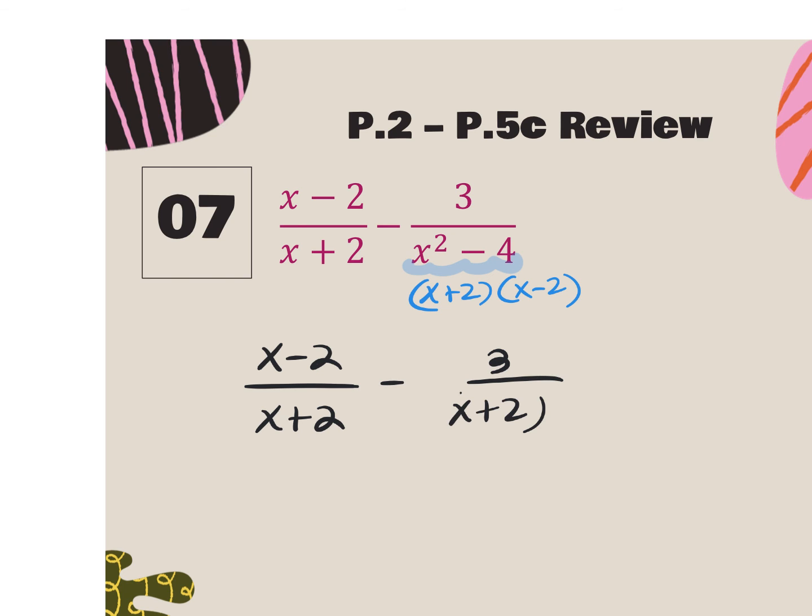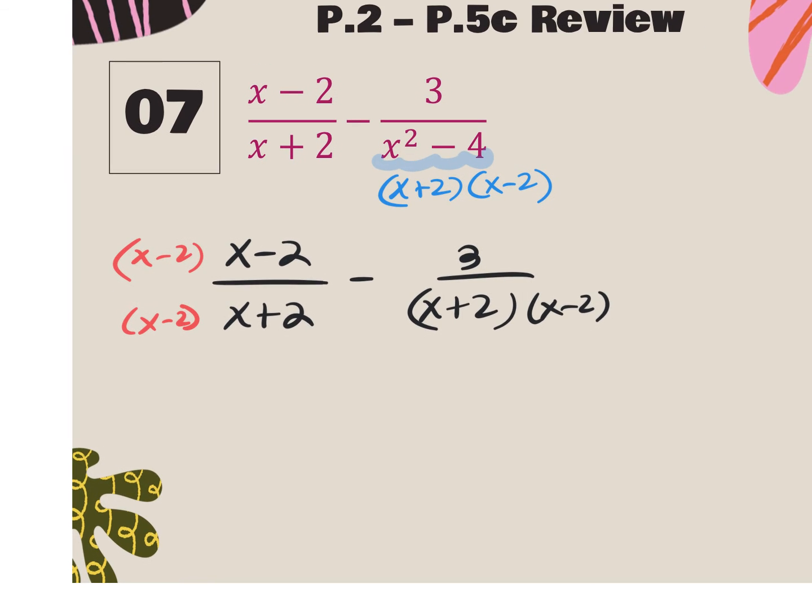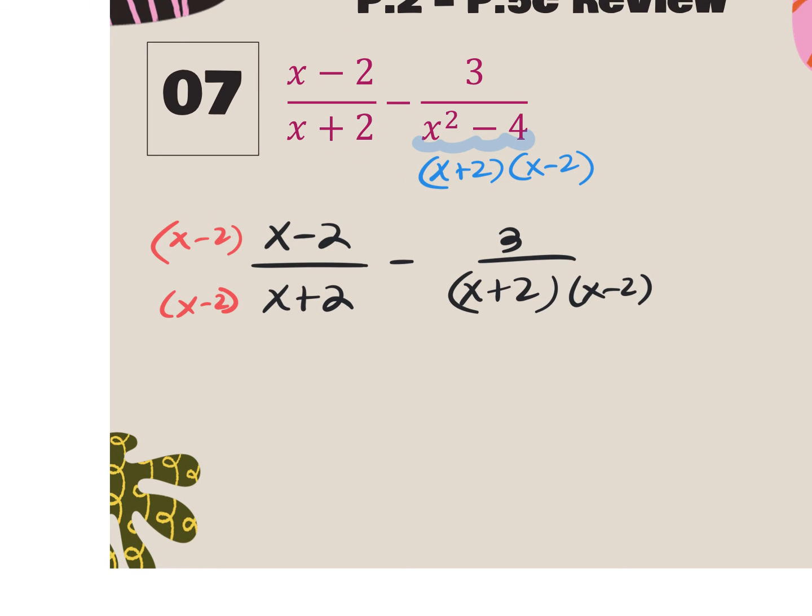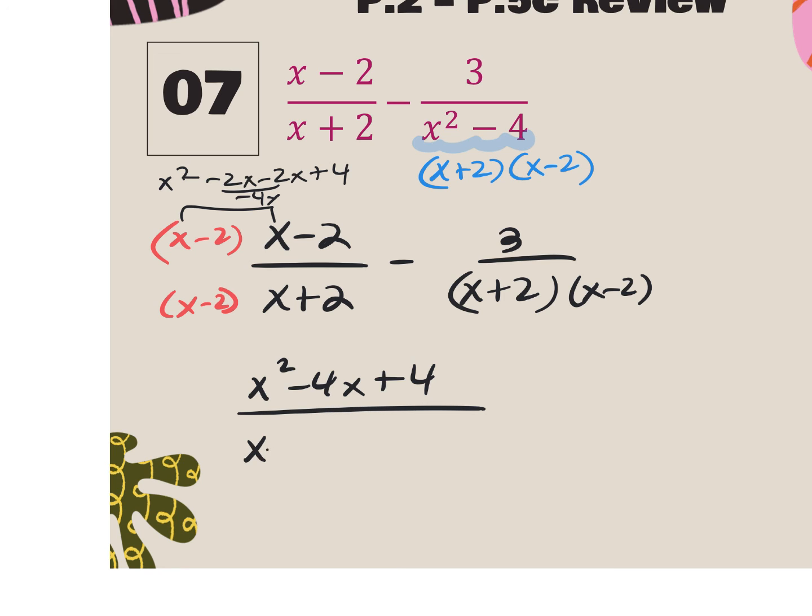And now with it factored, now what I need to do is add in this one. It's missing the x minus 2. Whatever you do to the bottom, do to the top. And remember, we're multiplying here. So I need to FOIL this top. This becomes x squared minus 2x plus 4. And then add the middles, and it's negative 4x. So this new numerator is x squared minus 4x plus 4 over x minus 2, x plus 2.